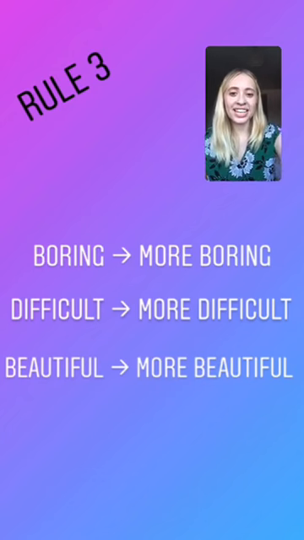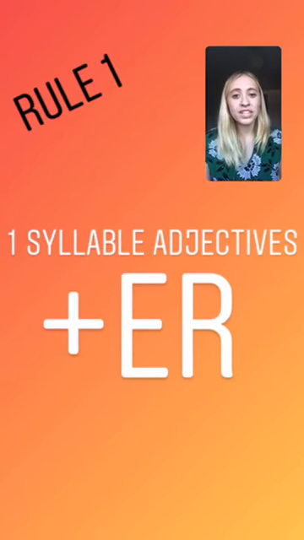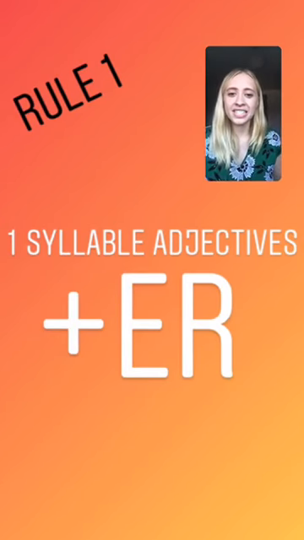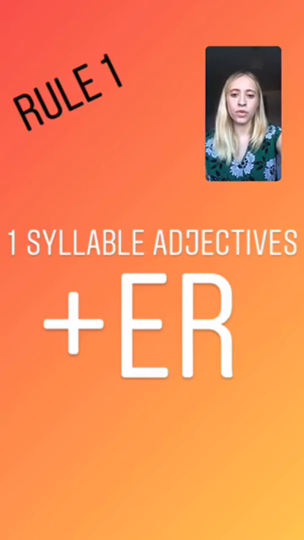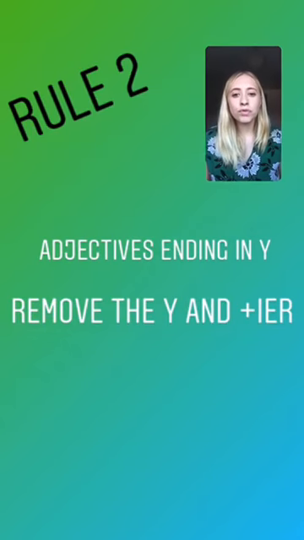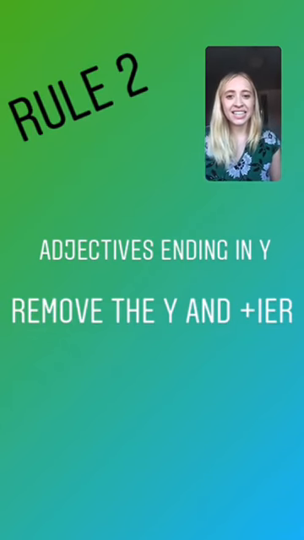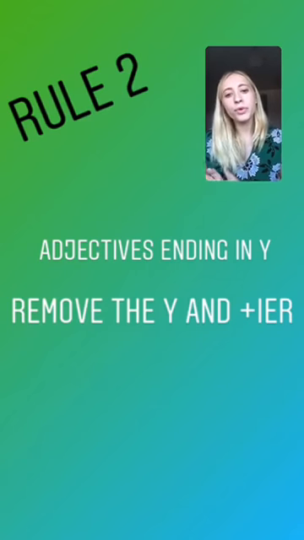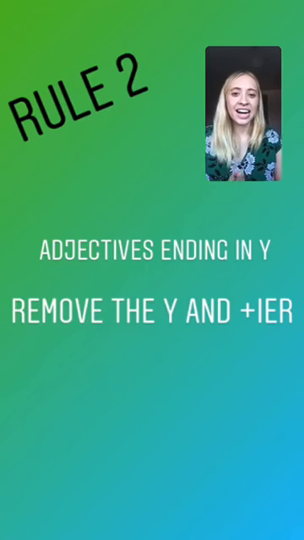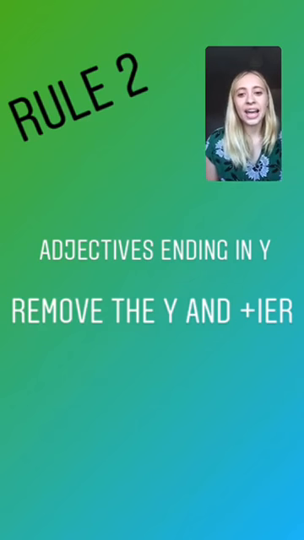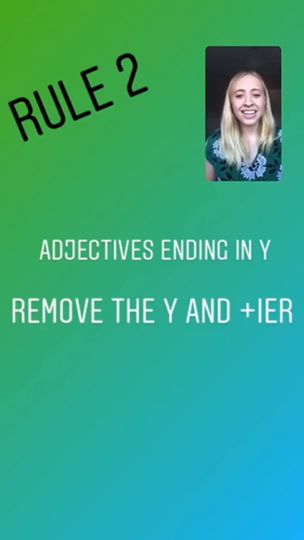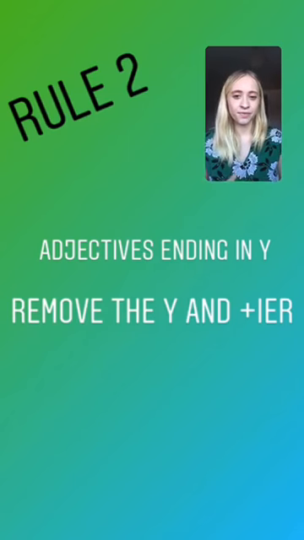So we're going to look again to recap each rule. Rule 1 was looking at 1 syllable adjectives, and we said we add ER. So this was taller, smaller, and bigger. Okay. Rule 2 was adjectives ending in Y. We would remove the Y and add IER. We had happier, luckier, and funnier.